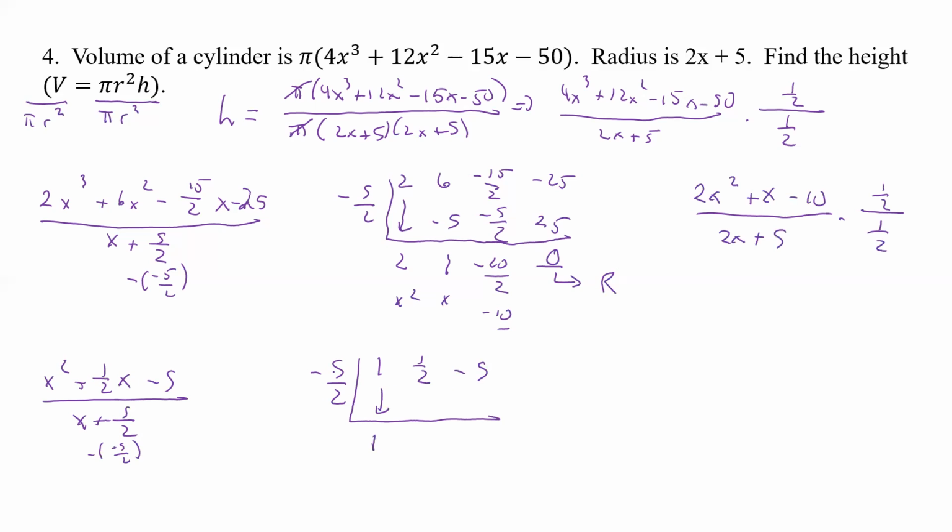So bring down our 1. That's going to be a negative 5 over 2. Minus 5 over 2 plus 1 is going to be a minus 4 over 2, or minus 2. Multiplied by that, the 2's cancel. It's going to be plus 5. And we add those together, we get 0. And that's our remainder. So we had x squared to start with. So this is x and a number.